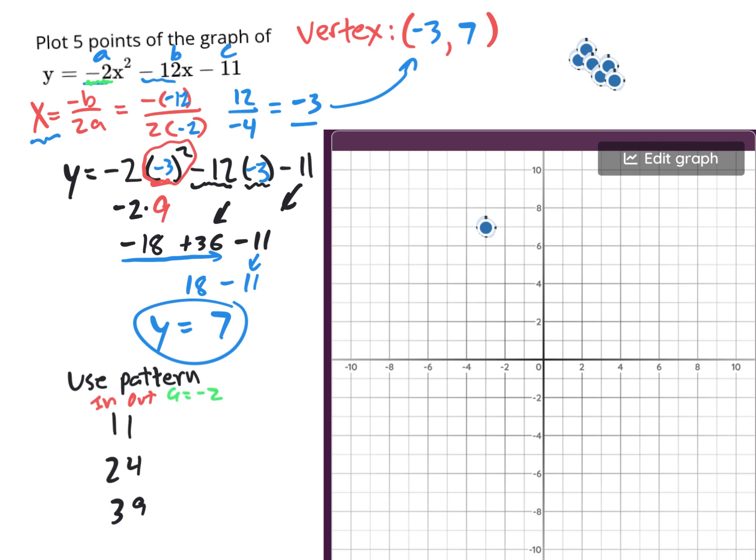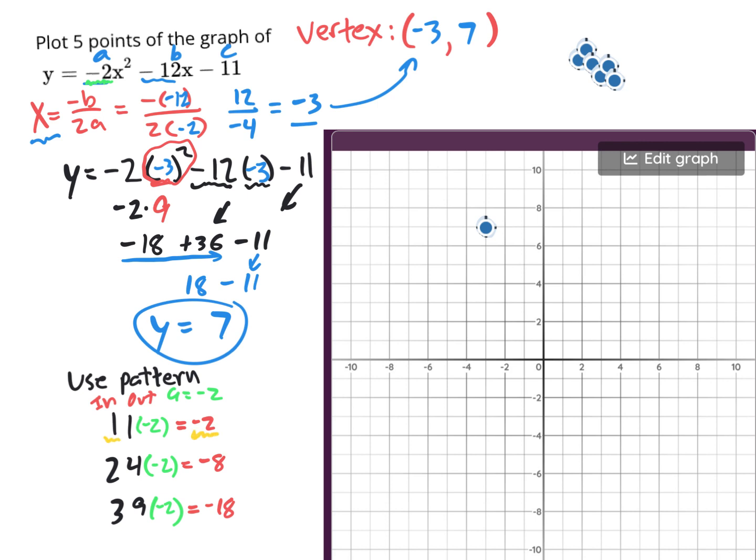So you're going to multiply the 1 times -2. You're going to multiply the 4 times -2, multiply the 9 times -2. And it'll give you your new modified pattern, okay? So what will I get? 1 times -2, that's -2. 4 times -2, that's -8. 9 times -2 is -18. So the new pattern is 1 over from the vertex, 2 down.